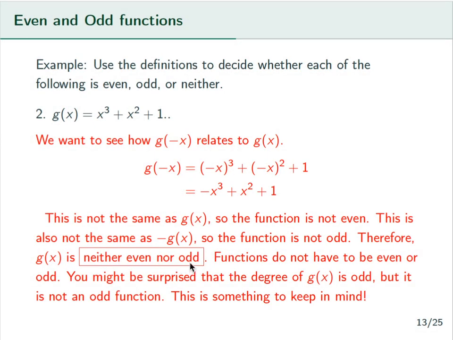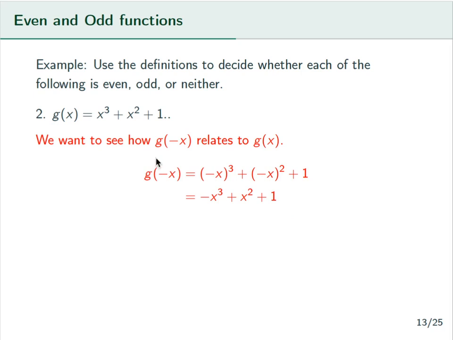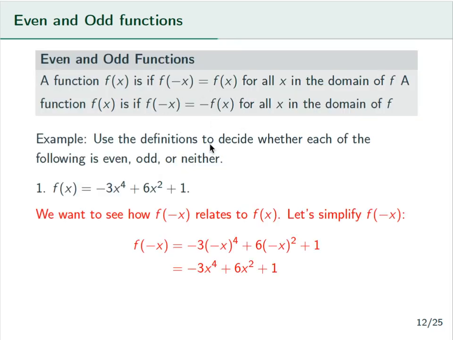Functions do not have to be even or odd, just like a function does not have to be a one-to-one function. You might be surprised that the degree of g of x is odd, right? Here it has an odd degree, but it's not an odd function. That's something to keep in mind, because this is the only way we can verify even and odd functions when given an equation. Just having an odd degree does not make an odd function. That's not necessarily related. Nor does having an even degree mean that we're going to have an even function. We have to verify using the definition given on the previous page.